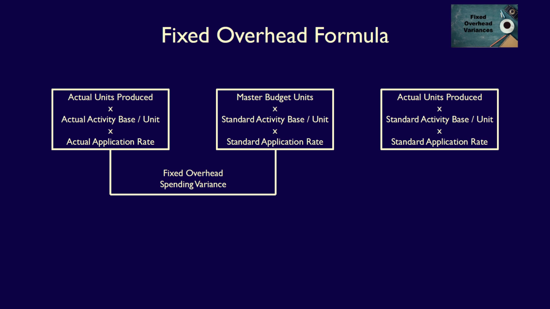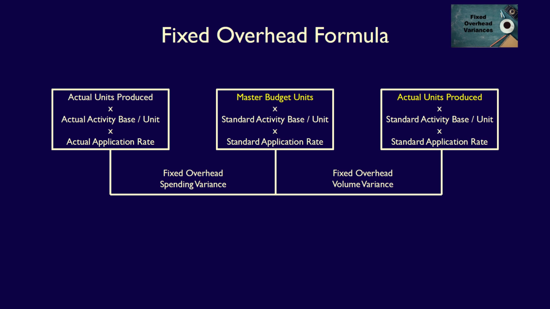By comparing the total fixed overhead at the master budget's volume level, which is the center calculation, and the applied fixed overhead at the actual level of production, the far right calculation, we can determine the fixed overhead volume variance. Notice that between these two calculations, only the number of units changes. It's clear that we are comparing how many units we were supposed to produce, the master budget units, and the number of units we actually produced.